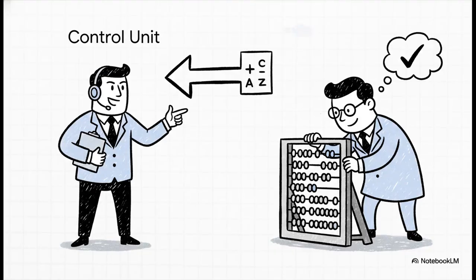The control unit doesn't actually do the math itself. It's the manager, right? Not the mathematician. So once it decodes an instruction like add, it passes the actual numbers over to the arithmetic logic unit, or ALU. The ALU is the dedicated calculator. It's the part that does all the heavy lifting, the addition, the subtraction, and even the logical comparisons, like is this number bigger than that one?